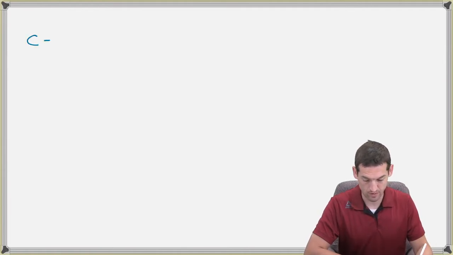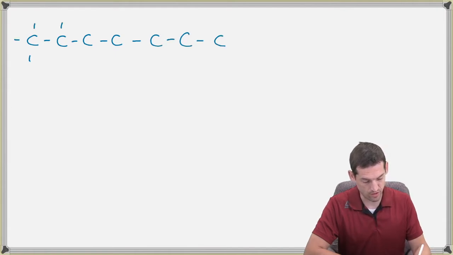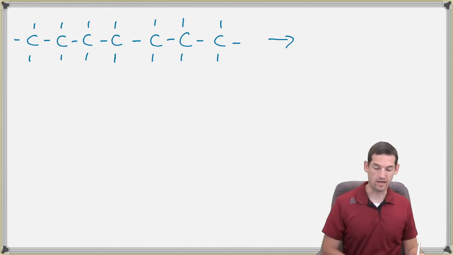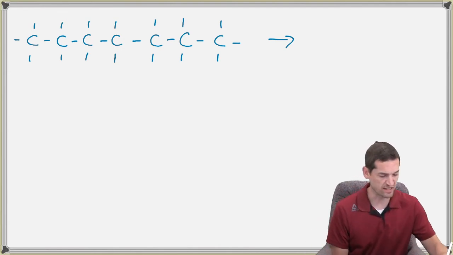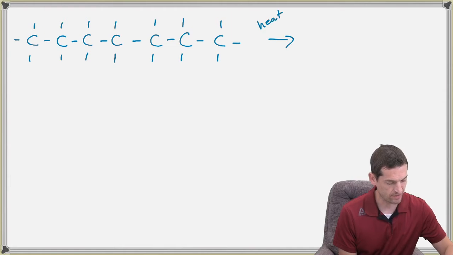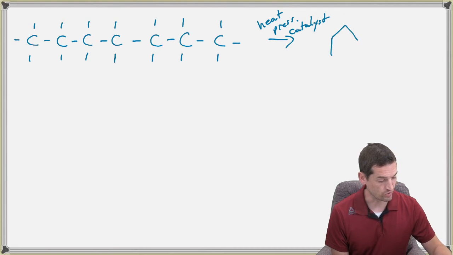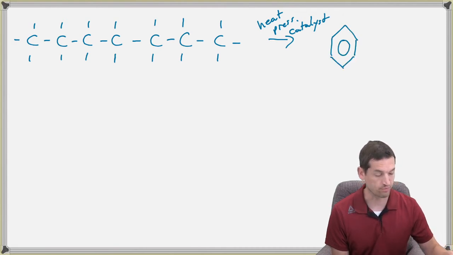So in this example, you would take something like this 7-carbon molecule here. So this is a heptane molecule. And we would use heat, pressure, catalyst. Sometimes we can list that here: heat, pressure, catalyst, whatever those conditions might be. And we're trying to turn it into an aromatic molecule, which, remember, means it contains benzene.